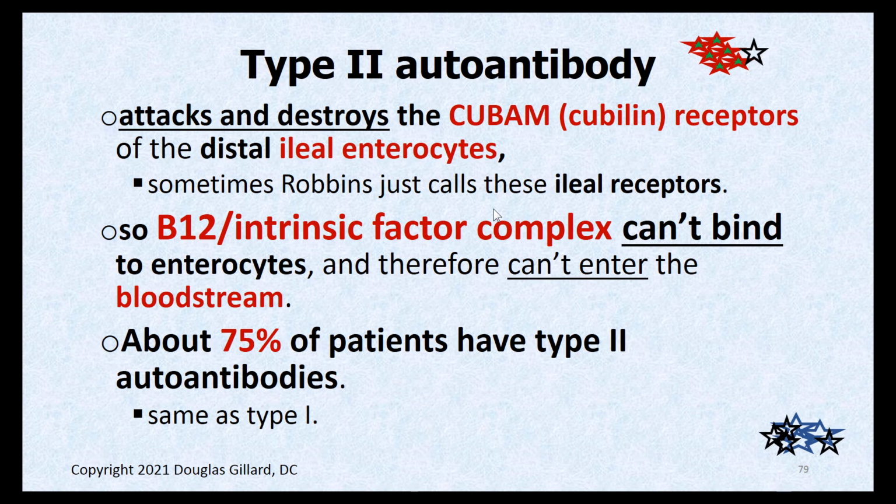Right? Type 2 autoantibodies are the next most common one. They attack specifically the cobalamin receptors on the epithelial cells of the distal ileum. Cobalamin, cobalamin, those are AKAs. And so if those receptors are inflamed and mutated, the intrinsic factor and B12 complex can't bind and get taken into the cell and put into the bloodstream. So again, about 75% of patients with pernicious anemia, I should say, have these type 2 autoantibodies.